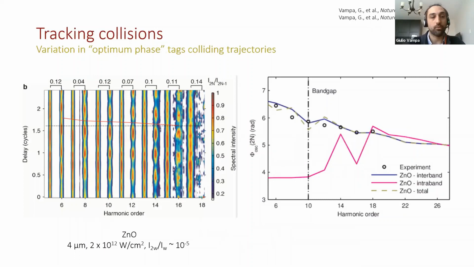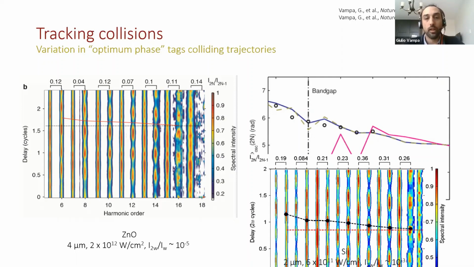And that's exactly what we see in zinc oxide. These are showing harmonics 6 to 18. And you can see the even harmonics here. As you change the delay between the two colors, here I linked the minima. The minima varies with the delay. And you can estimate what this variation is for a recollision model in zinc oxide, and it sort of agrees pretty well.